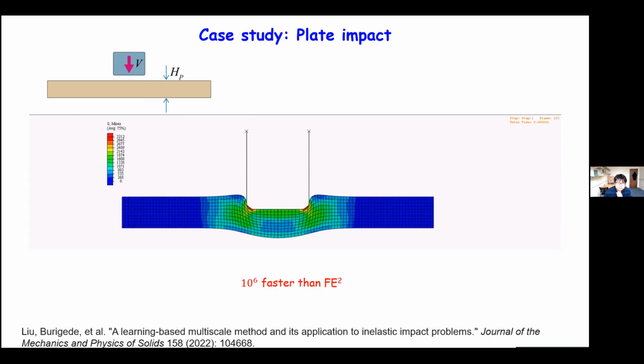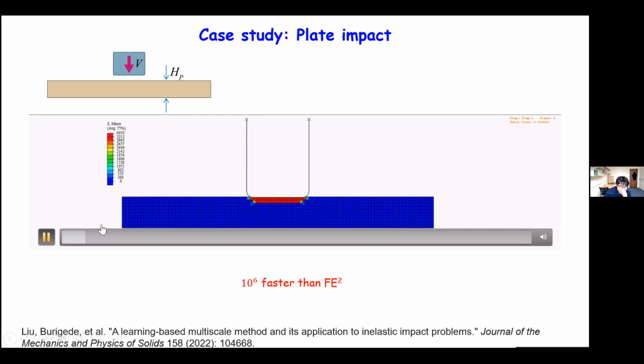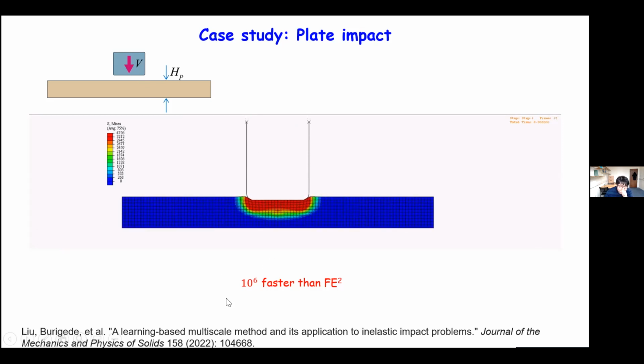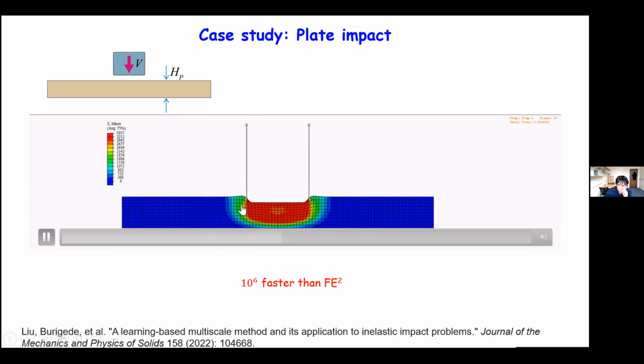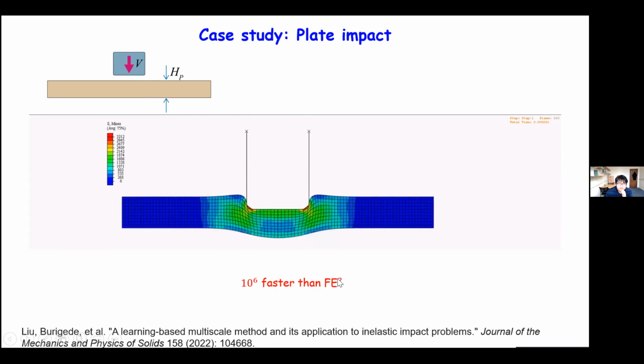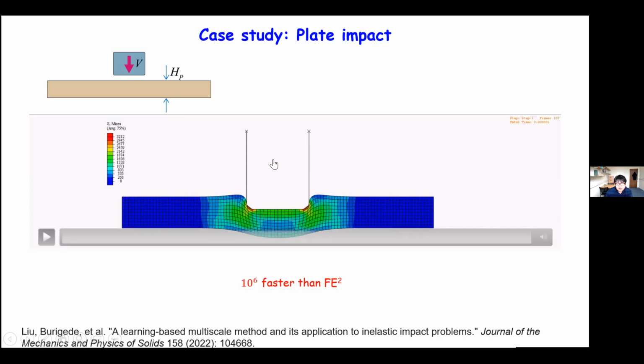And so, of course, what we have found is that using this kind of learning-based multiscale modeling, we can really enormously increase the speed. So if we compare this with conventional FE square, this is 10 to the power 6 faster. If you compare this with a Taylor average, it's 10 to the power 3 faster. And if you compare this with a conventional constitutive model, then we are only about 10 times slower.